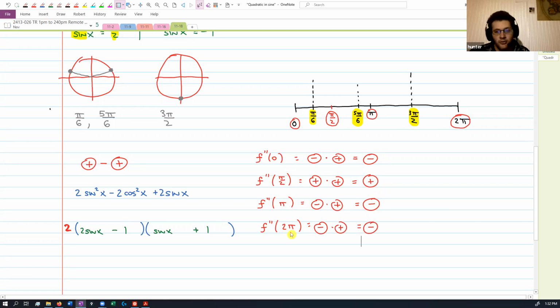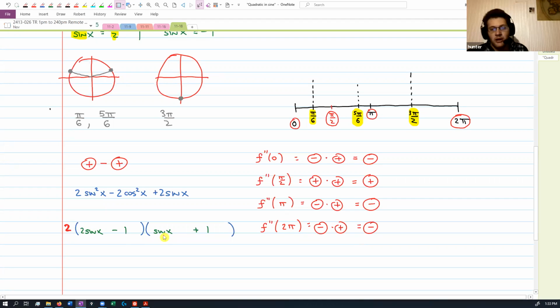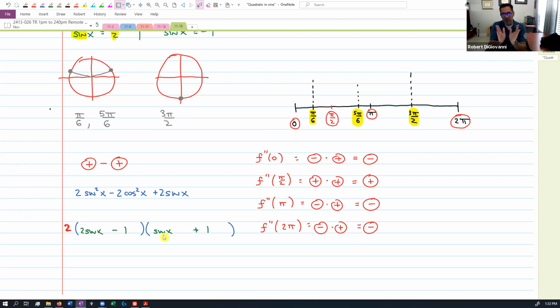Couldn't we, looking at them, just know immediately that the 0 and the 2 pi will be the same? For the sine values, yes, the signs will be the same because they're the same output. Yes, but I'm saying for the sine function, because our second derivative only had the sine function in it. If cosine was in there, there could be some differences, because cosine at 2 pi and pi are different.